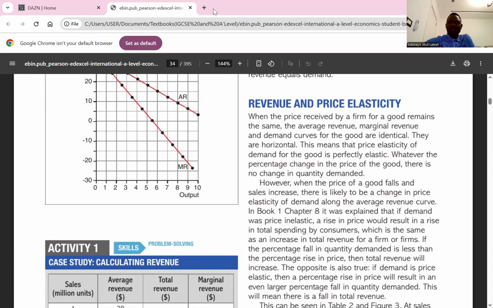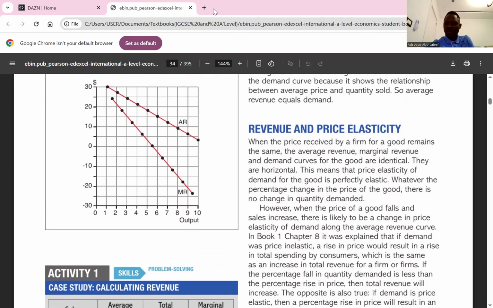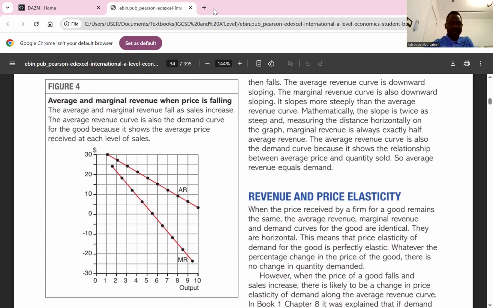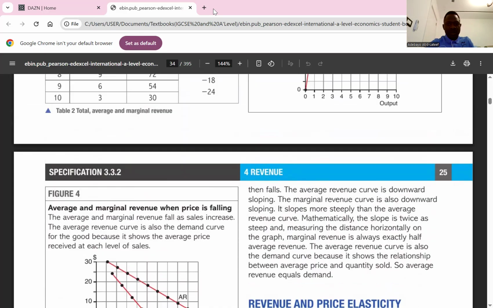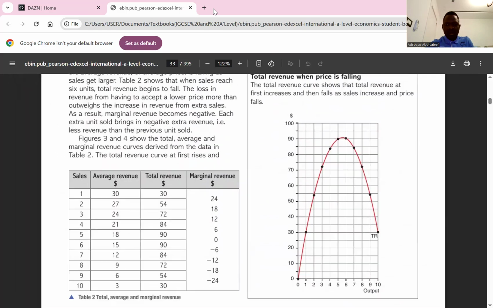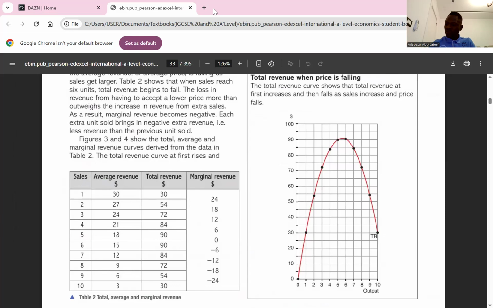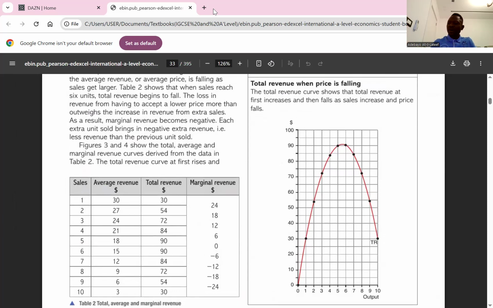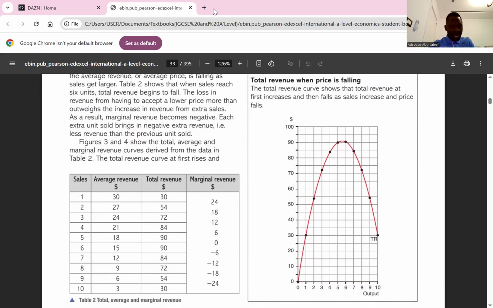So then we have the explanation of table 2 and figure 3. Are you there? Yeah. Okay. Table 2, figure 3. I wrote it here. So look at table 2, figure 3. At a sales level of 6 units, the average revenue is 15. The total revenue is what? It's 90, and the average revenue is 15.